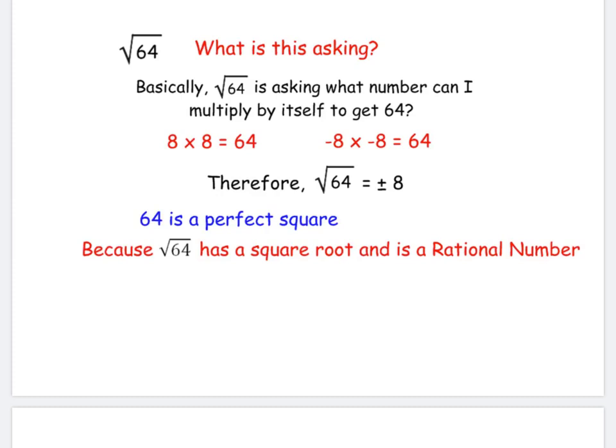64 is what we consider to be a perfect square because it has a square root that is a rational number. And remember, a rational number is a number that you can write as a fraction. So for the radicals that we're looking at here, a perfect square, or a rational number, is one where the square root can be taken and give you a whole number answer.